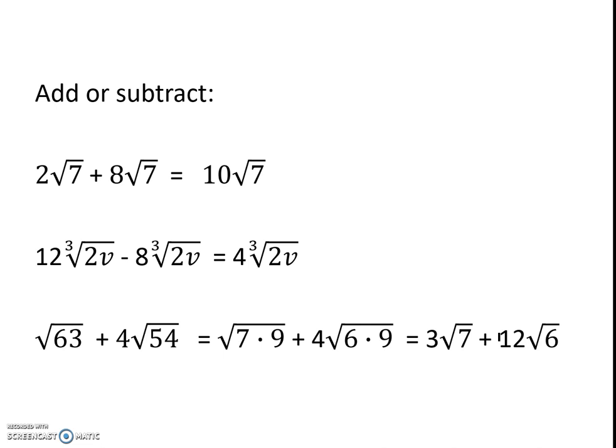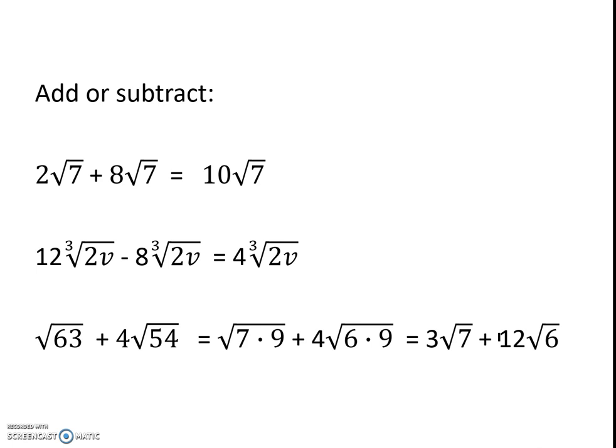If I have 12 times the cubic root of 2v minus 8 times the cubic root of 2v, I simply subtract 12 minus the 8, which is 4. So now I have the answer of 4 cubic root of 2v.